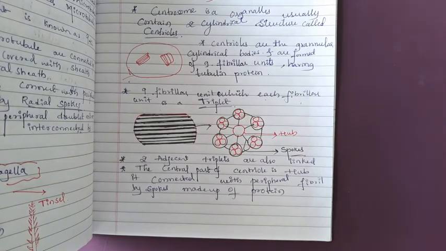Okay, then the centriole forms a spindle apparatus, or the spindle fibers help during cell division. That is the function of centriole. The two centrioles are located just outside of the nucleus and lie at right angles to each other. The cytoplasm which surrounds the centriole is called the centrosphere.